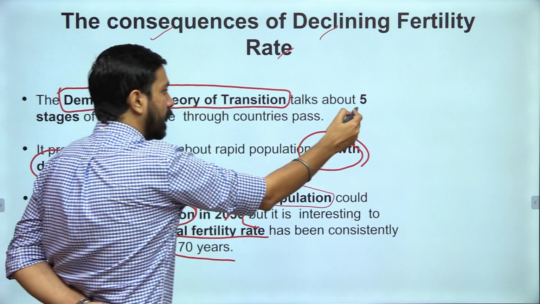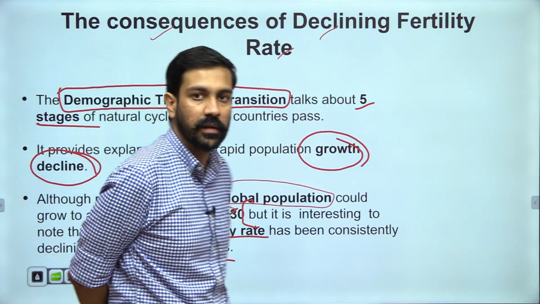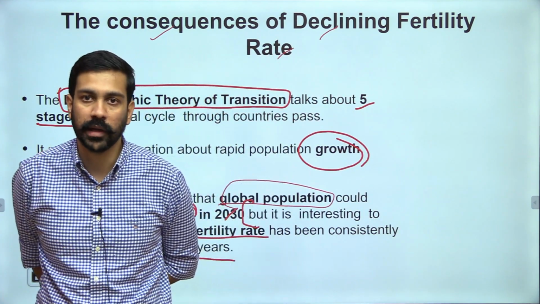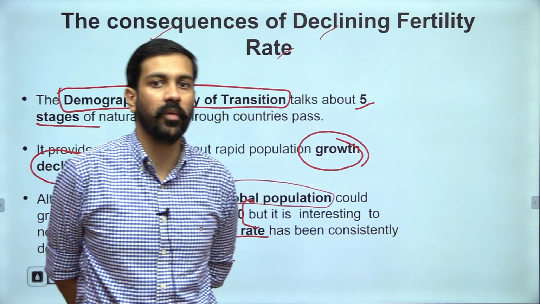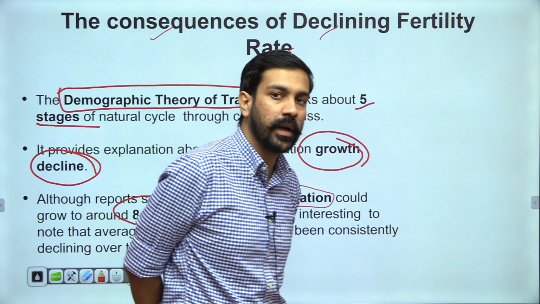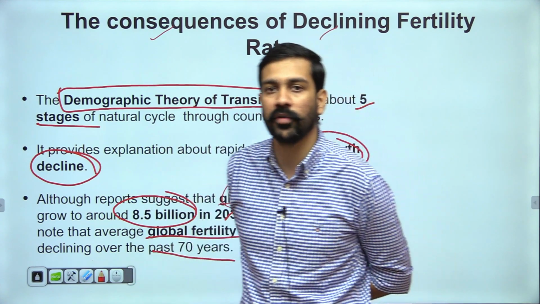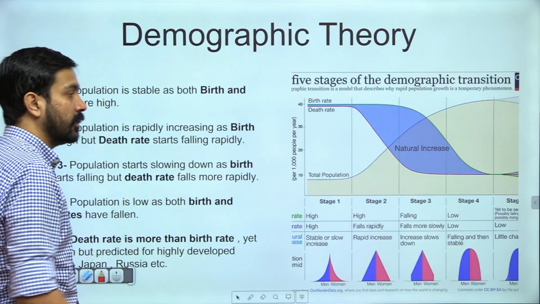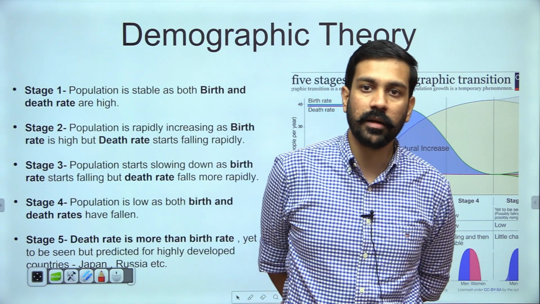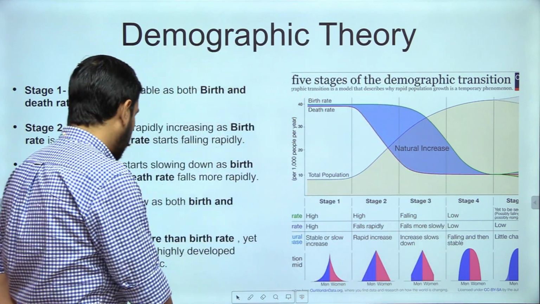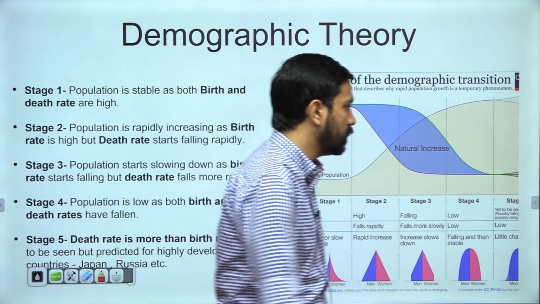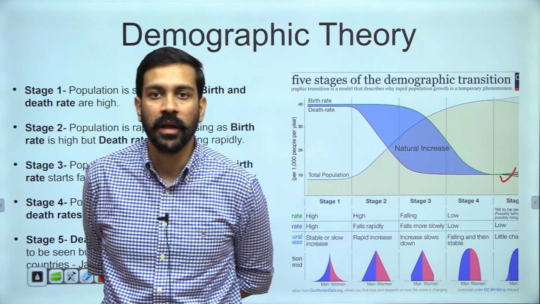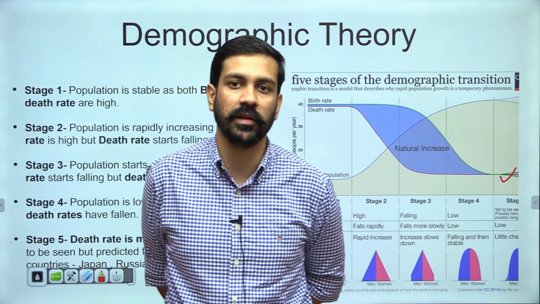which talks about the 5 stages of natural cycles through which every country passes. I hope that you must have learned it in your society classes as well, but here also we will discuss it in brief so that we can understand the negative and positive impacts of the declining fertility rate. It majorly talks about the 4 stages, and the 5th stage is also predicted, but it has not been achieved in any society so far. It is just predicted that so and so countries will be reaching the 5th stage of demographic transition.